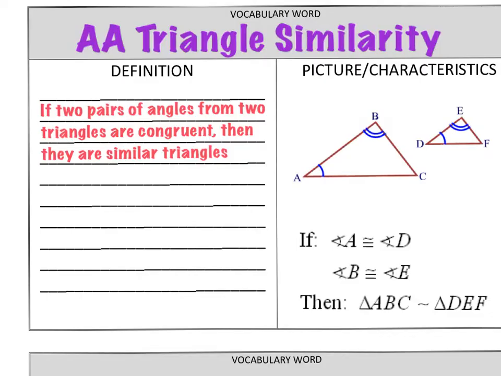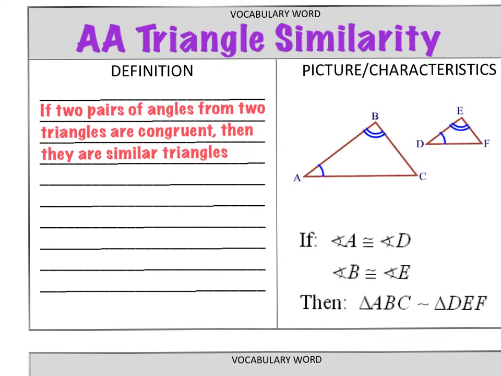Okay, do you remember last semester we talked about triangle congruency? How we could show that two triangles are congruent? Well, some of the different theorems and postulates that we looked at were side, side, side, side, angle, angle, side, and so on. Remember those?